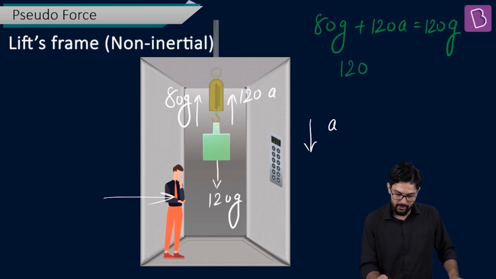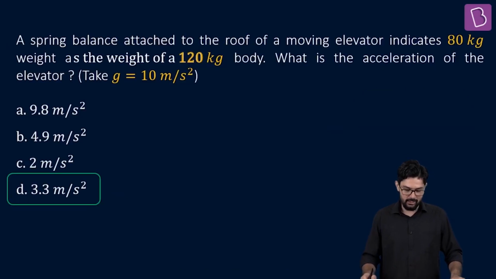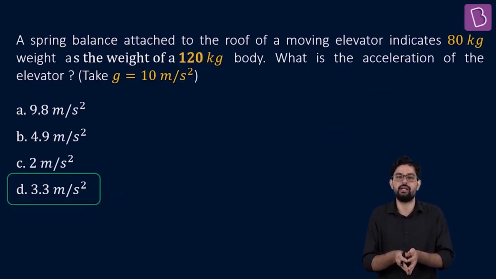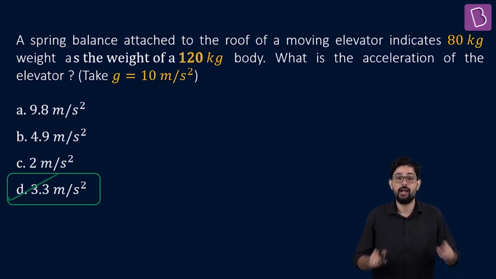The value of a from here is going to be, so 120a will be equal to 40g, and a will be g divided by 3 meter per second squared. So I hope you understand this, and the value of acceleration from the options will be 10 divided by 3, that is 3.33 meter per second squared, and option D will be the right answer.